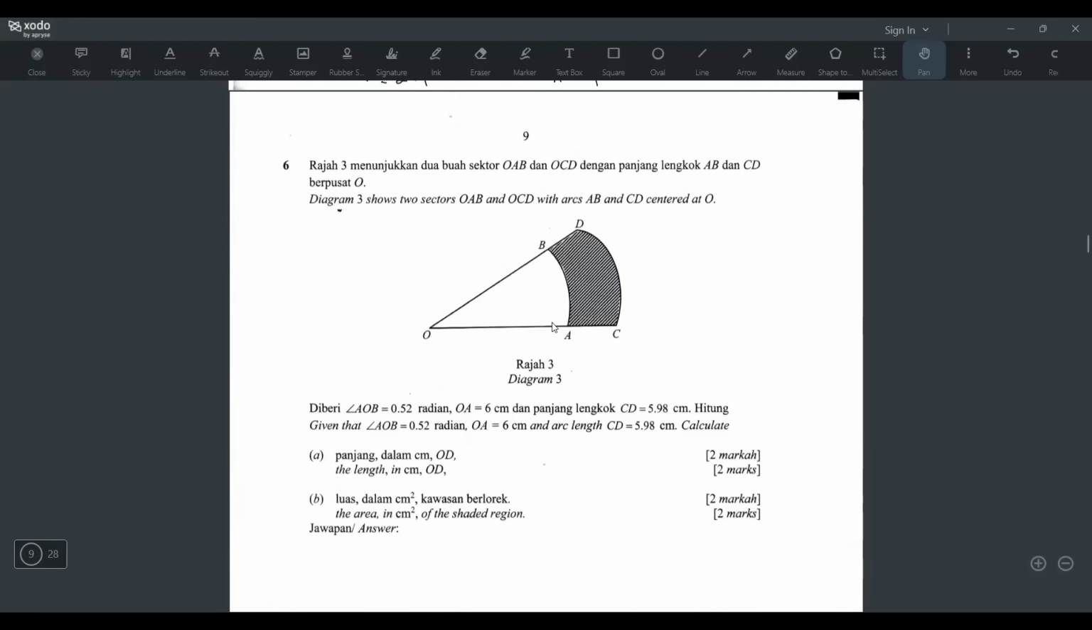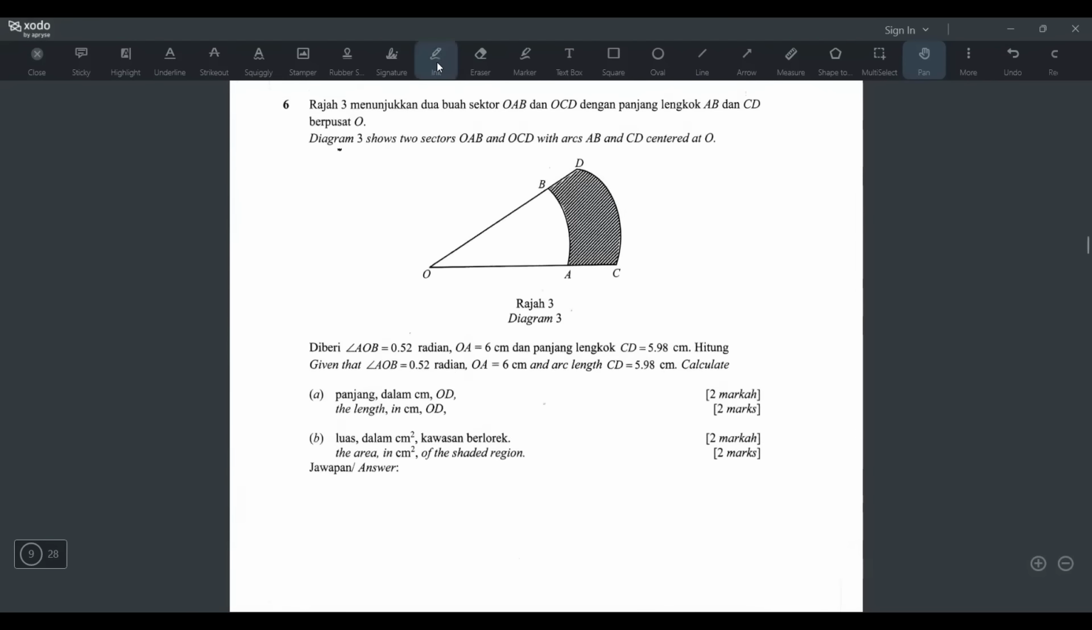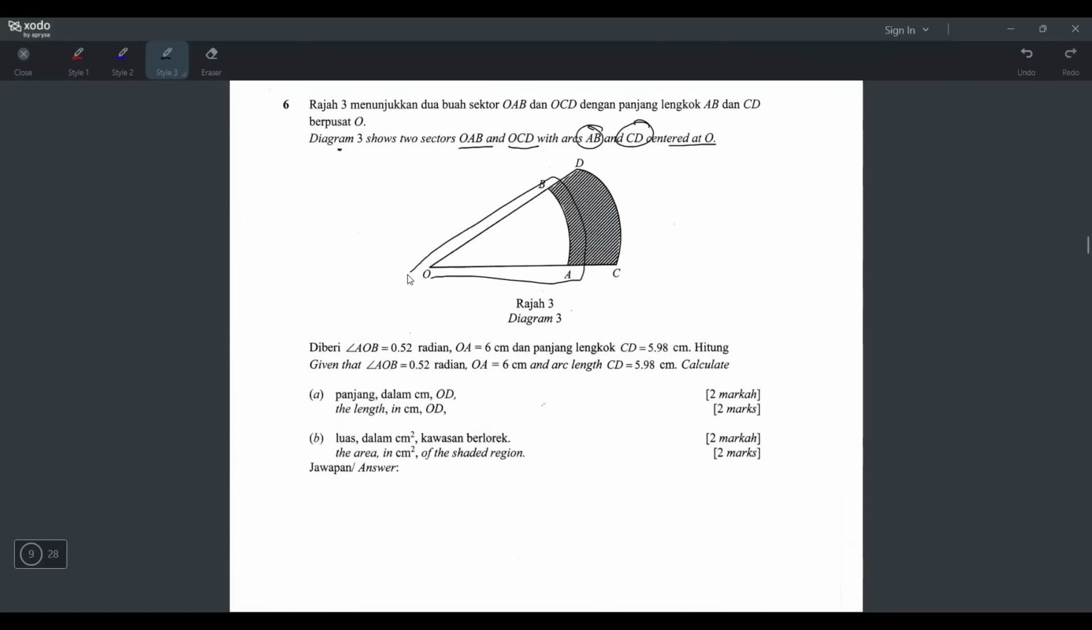Yep. Let's continue. Alright, we are at question 6. Diagram 3 shows two sectors OAB and OCD with arc AB and CD center at O. Alright, so we have two sectors. One is OAB, this one. And you can see the radius is OA and OB. Okay. And the arc is AB. Okay. And then the other sector is OCD, which is the big one. And the radius is OD and OC. And the arc is CD, and they both have the same center O. Alright, understand? So far, so good.